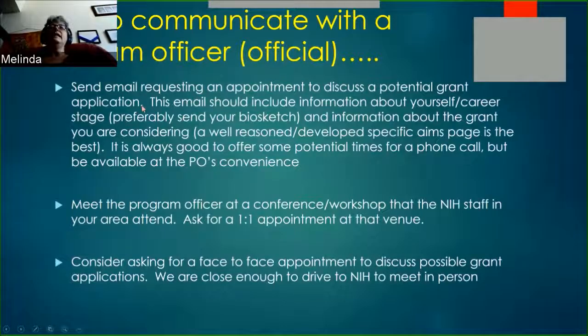Ideally, that email should include information about yourself and your career stage. Preferably, if you could attach your bio sketch to that email, that would be very, very helpful to them. And then also information about the grant you are considering. And ideally, that'll be a well-reasoned, developed specific aims page. This way, the program official will know who you are and will also have a really clear abstract of what your research is. This is not the project summary. This really should be an aims page because the project summaries are usually not very informative.